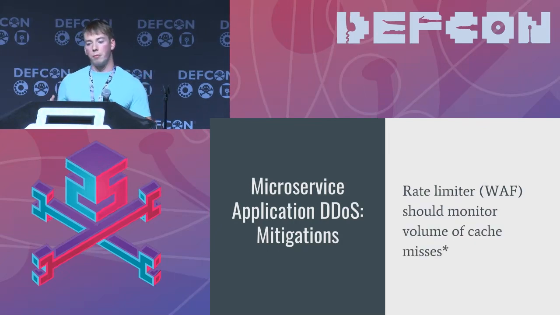The rate limiter should also monitor the volume of cache misses. Once again, if your service has data in cache, and most of the time those objects come from the cache, if you start seeing all these cache misses, that means one of two things. Your cache is misconfigured, or somebody's doing something nefarious, right?